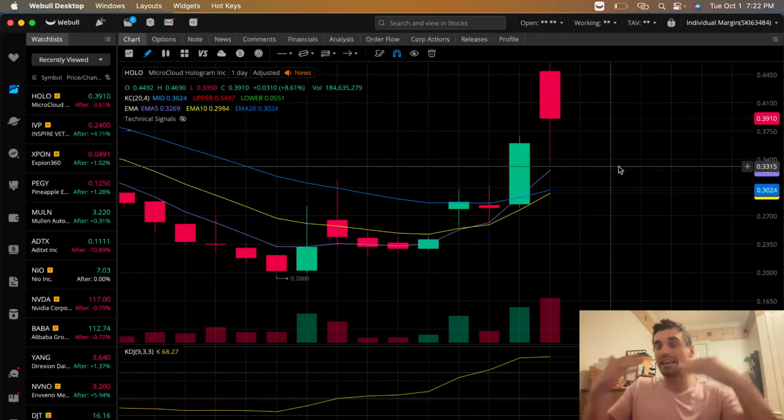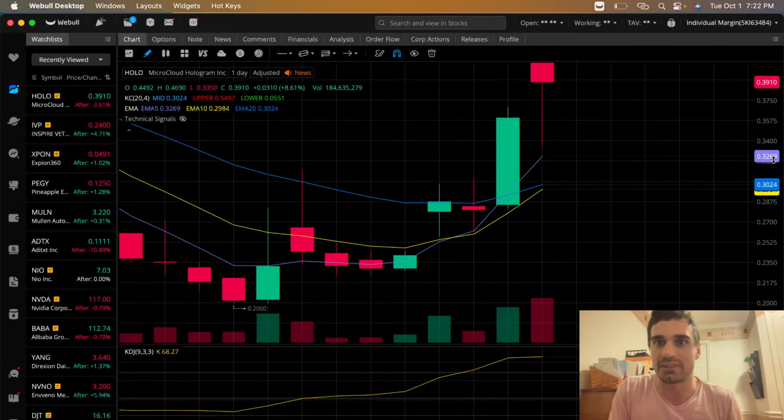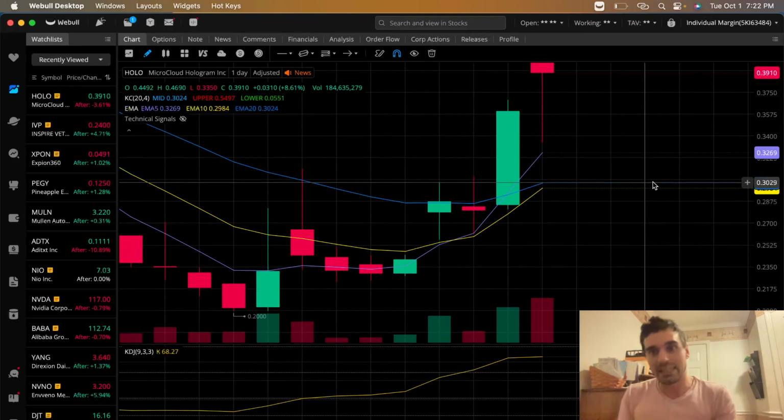So yes, it is always bullish when you're above the EMA 20, but you also want to make sure that, and I tell people this all the time, once you go below the 20, you need to have a stop.